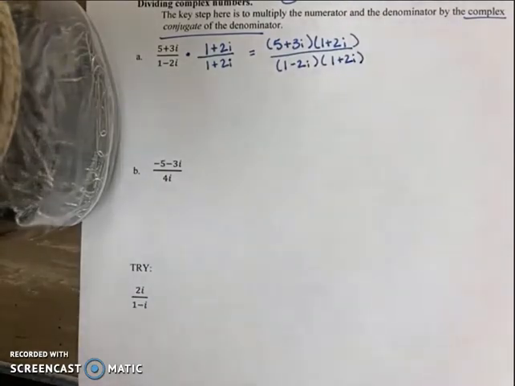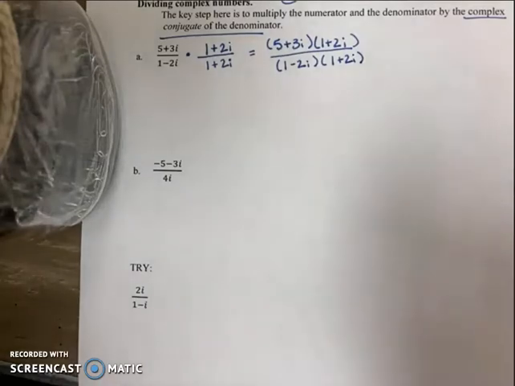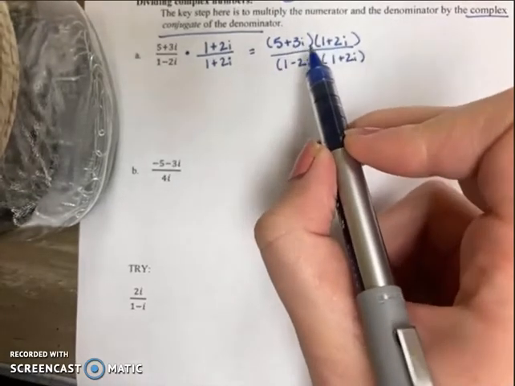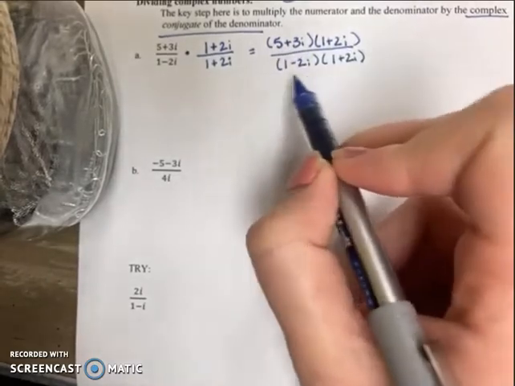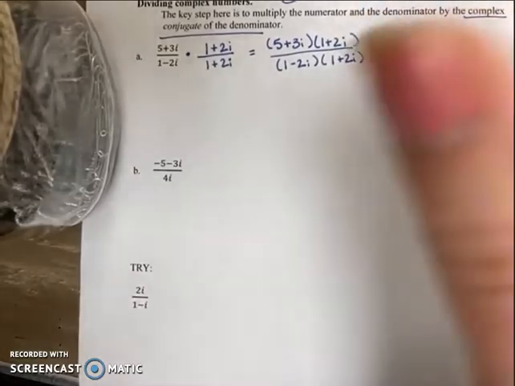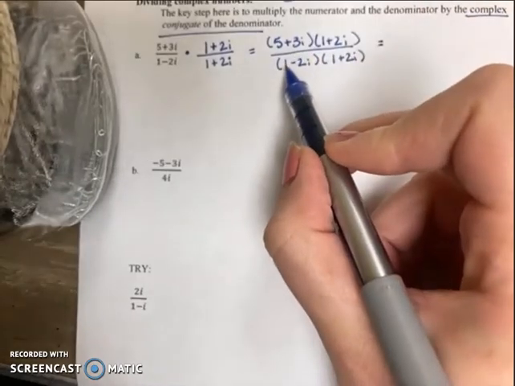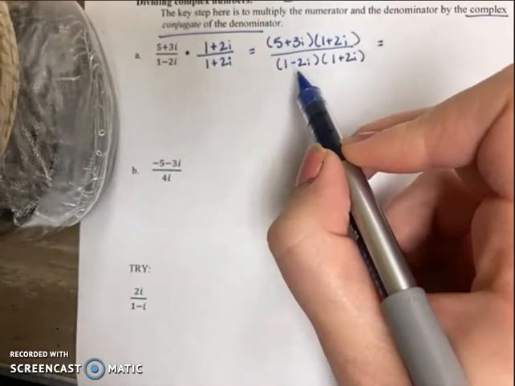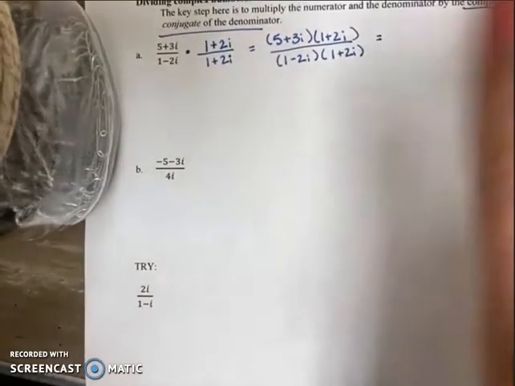Okay? Now we need to, again, like I said, this is a lot of work. We need to FOIL the numerator and FOIL the denominator. Now, because we're using conjugates, you're going to see that the middle terms cancel out. I'll show you what I mean here.